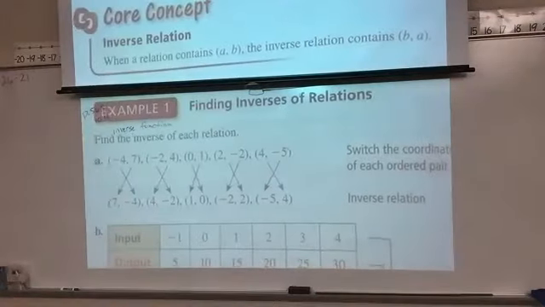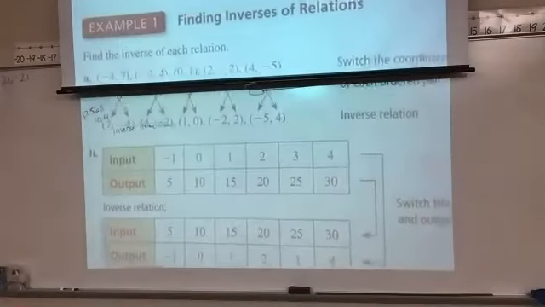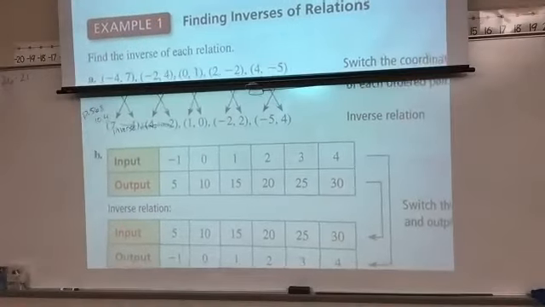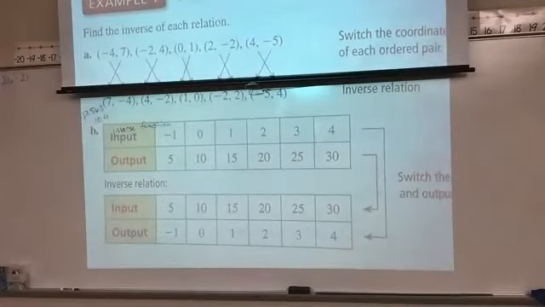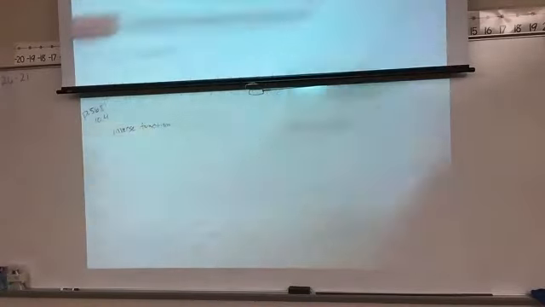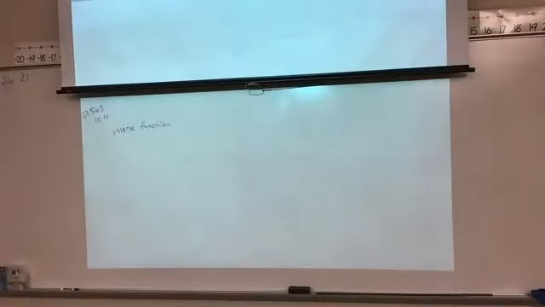And they could be ordered pairs. It could be as a table, right, or an x-y chart. Same thing. You're just going to switch your input and your output. Input, output. Remember, just another name for x and y. All right, so we're switching. All right. Good. So now, let's get to the harder part.